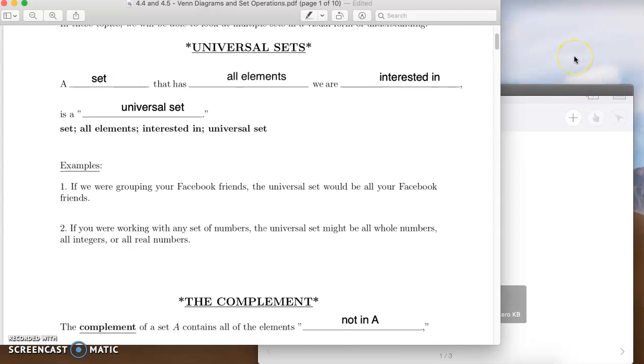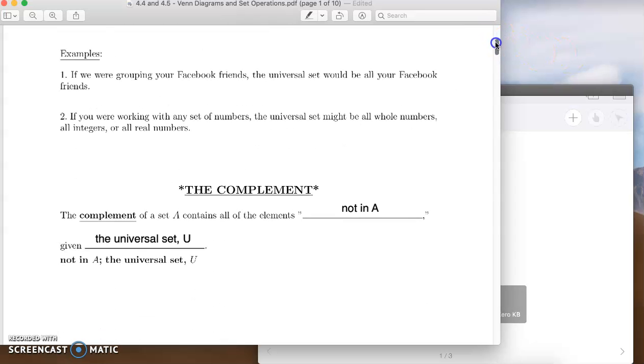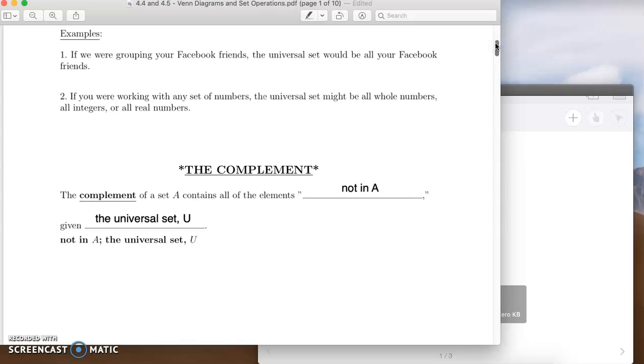A set that has all elements we are interested in is a universal set. For example, if we were grouping your Facebook friends, the universal set would be all of your Facebook friends. Now, we might consider subsets based on age or gender, but the universal set would be all of your Facebook friends. If you were working with any set of numbers, the universal set might be all whole numbers, all integers, or all real numbers. Again, it's all the numbers that you're interested in.